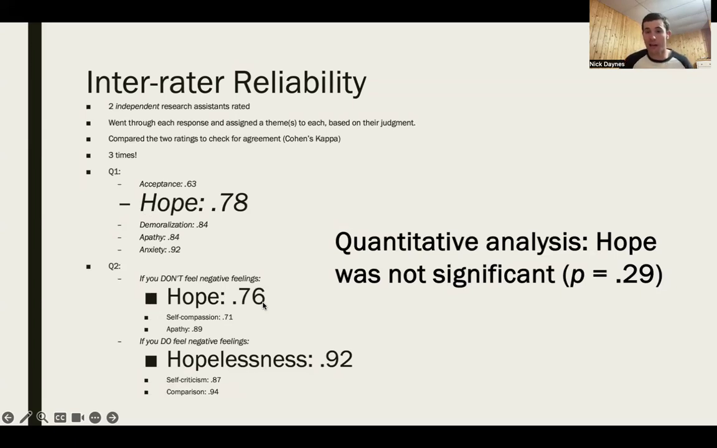The p-value was 0.29. So there was a 70% chance of a, or I should say a 30% chance of a type 1 error, so we can't accept it. So why is that? I don't know. There are some things to consider.